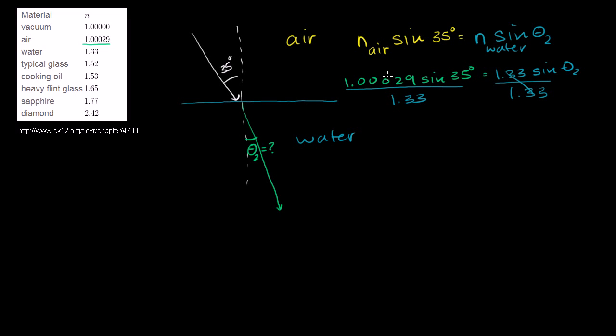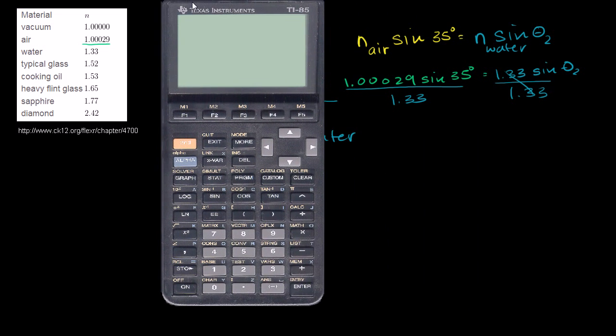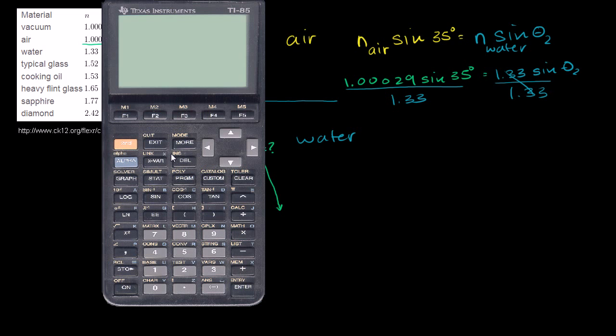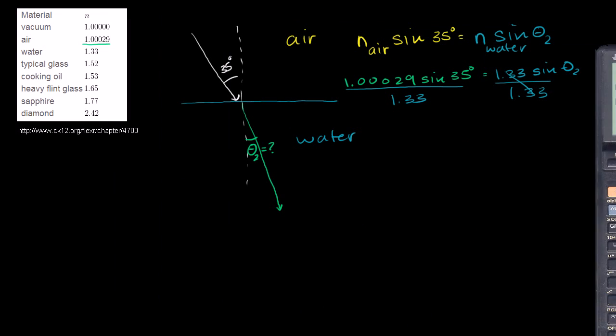On the left-hand side, let's get our calculator out for this. And I made sure my calculator is in degree mode. So we want to calculate 1.00029 times the sine of 35 degrees. So that's the numerator of this expression right here, that's 0.5737, divided by 1.33. When you just do a divide, this answer means your last answer. So that's the numerator up here, divided by that denominator. And so I get 0.4314. I'll just round a little bit.